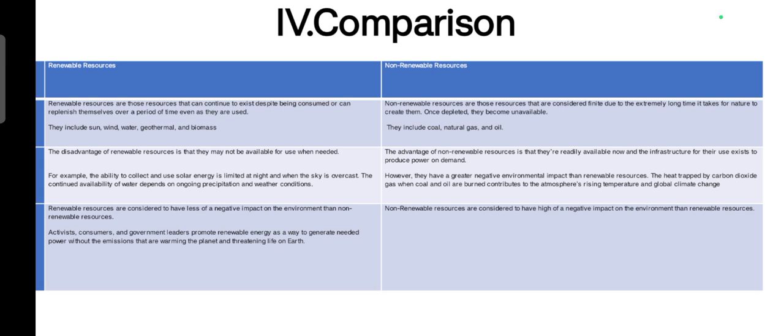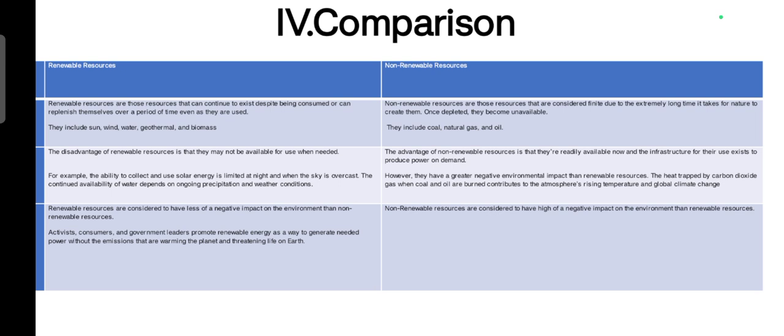The advantage of non-renewable resources is that they are readily available now and the infrastructure for their use exists to produce power for demand. However, they have a greater negative environmental impact than renewable resources. The heat trapped by the carbon dioxide gas when coal and oil are burnt contributes to the atmosphere's rising temperature and global climate change.